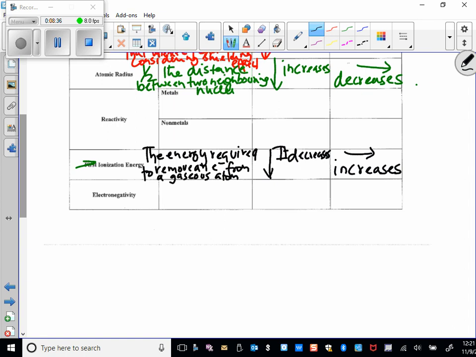Oh wait, electronegativity, not ionization energy, right? What is electronegativity? Somebody wants to try who hasn't done it before? I'm waiting. This is an honors class. So you should be able to read and tell me what that means. I'm waiting. Huh? It doesn't have a definition? What does it have?